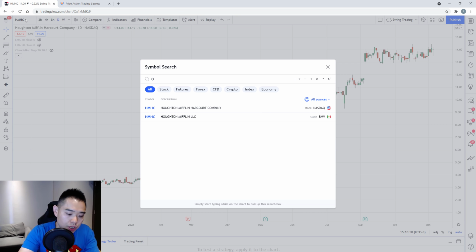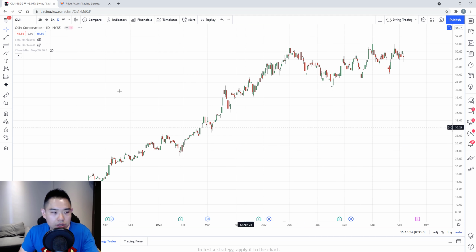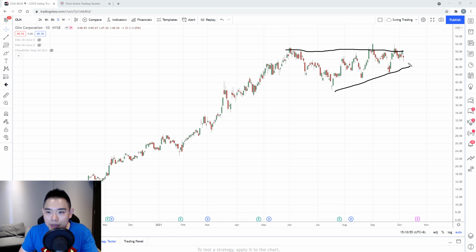And another stock to share with you is OLN, Olin Corporation. Kind of a similar story, but this one, instead of forming a buildup, is forming more of an ascending triangle pattern over here. So you see a series of higher lows, higher lows, higher lows, into this area of resistance. Again, if the stock can break and close above it, I'm looking to buy this stock, which is already in a bullish uptrend.